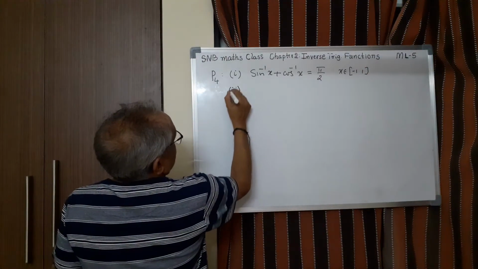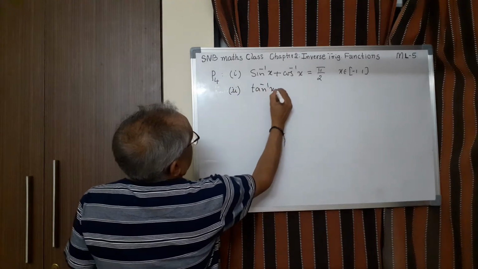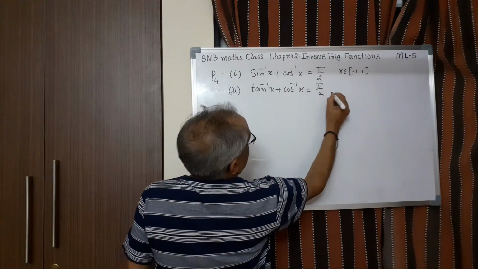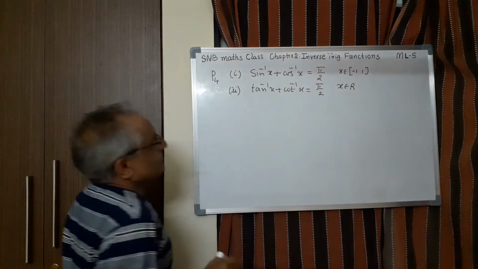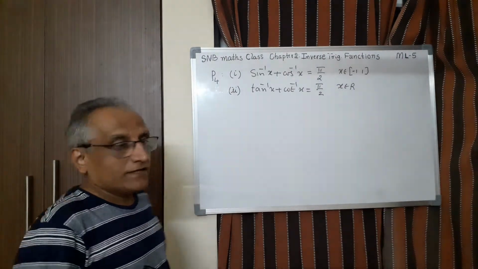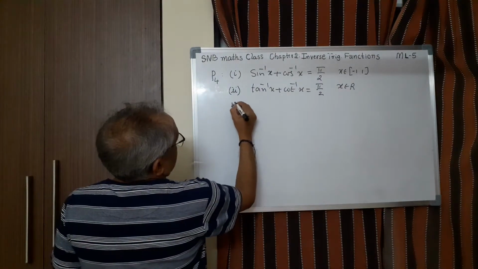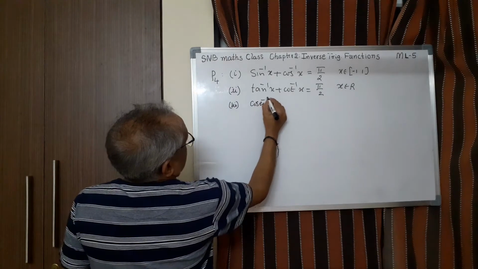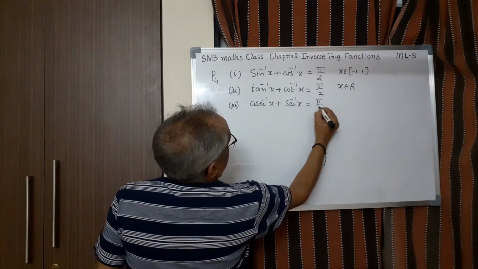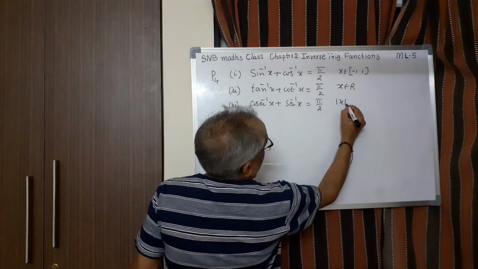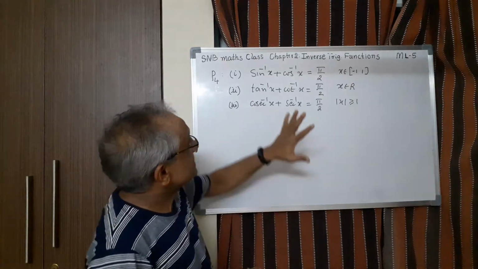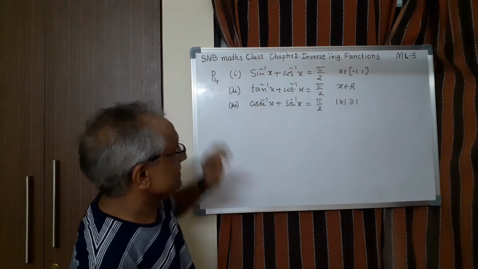Second property is tan inverse x plus cot inverse x. This is also pi by 2. Here x belongs to R. You know that tan inverse x and cot inverse x both are defined for the entire R. So this is the condition. And the third one is cosecant inverse x plus secant inverse x. This is pi by 2. Here also same thing. You can write mod x more than 1, or you can also write R minus open interval minus 1 to 1. So these are the three relations, properties.